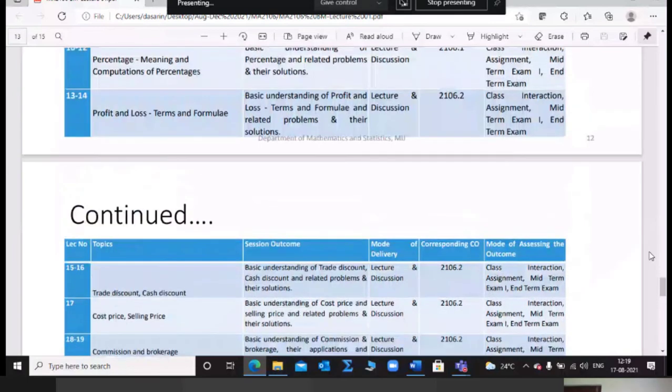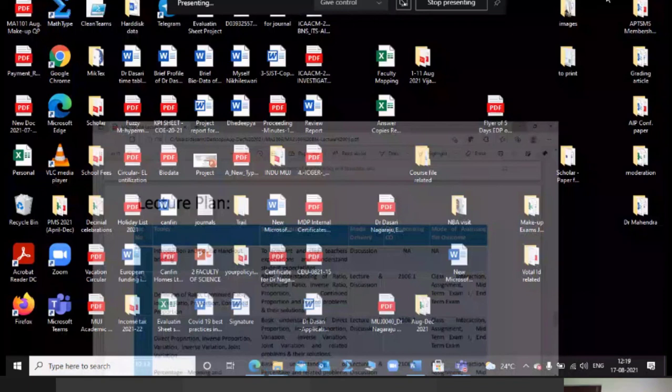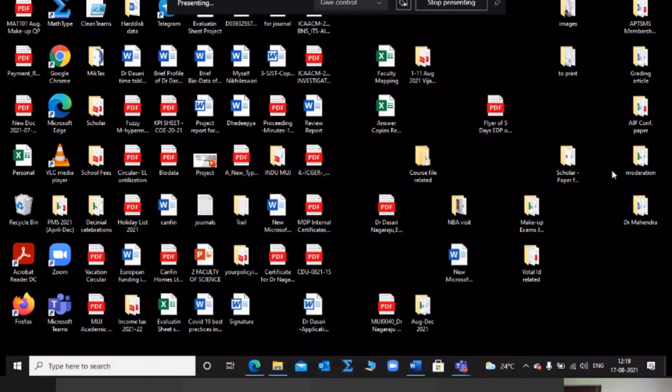In the next class I'll start the course with ratio and proportion.